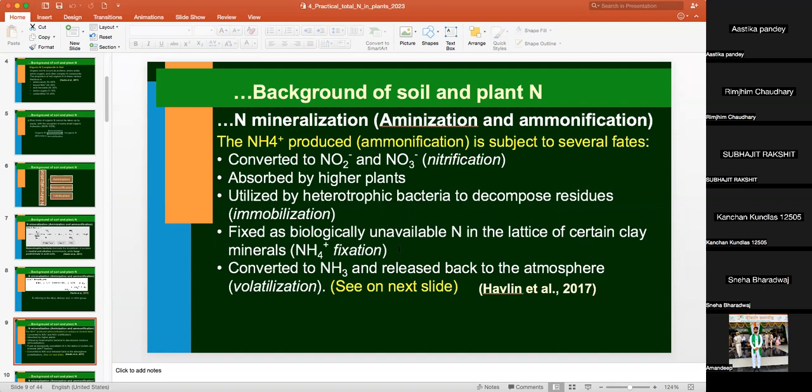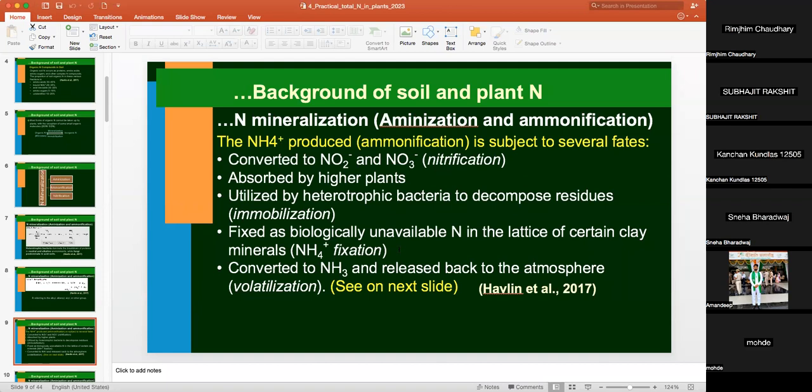So what is the difference between nitrogen fixation, ammonium fixation, and phosphorus or phosphate fixation? These three terms are there. What is the difference between these three?